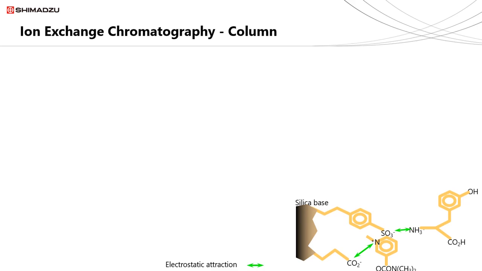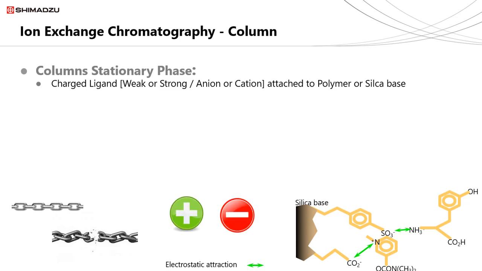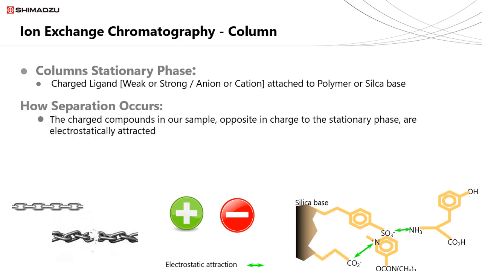So our first type of chromatography we're looking at is ion exchange. This utilises the charge on our compounds to promote the attraction or repulsion from the silica base of the column. These attractions can be weak or strong, as well as anion or cation based. Our mode of separation exploits electrostatic attractions and repulsions. Using the opposite charge for our compounds increases interactions, creating separation.